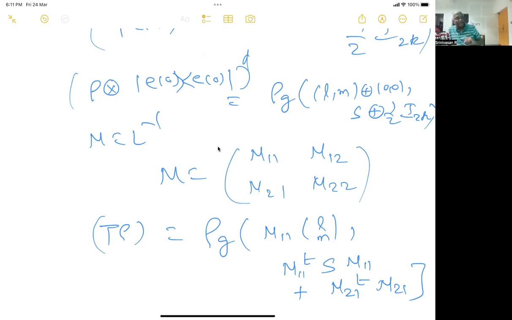So we know how it looks like. It will take any Gaussian state with mean LM and Gaussian covariance matrix S to this, where L inverse is given by this. Okay. So we will do one more thing and then think about what to do next. One more theorem on the symplectic channels and then do something else.